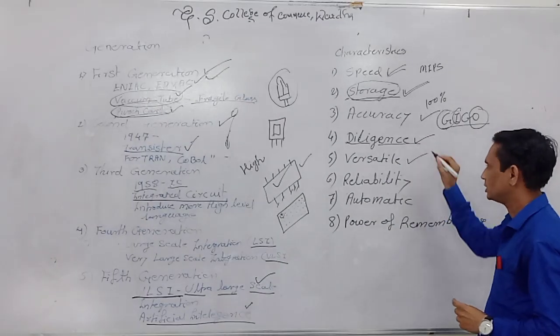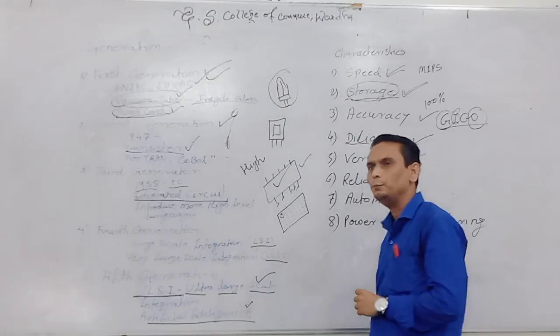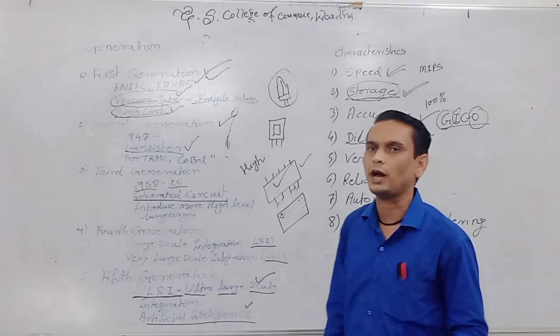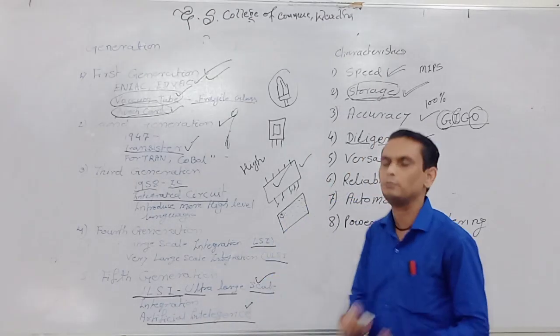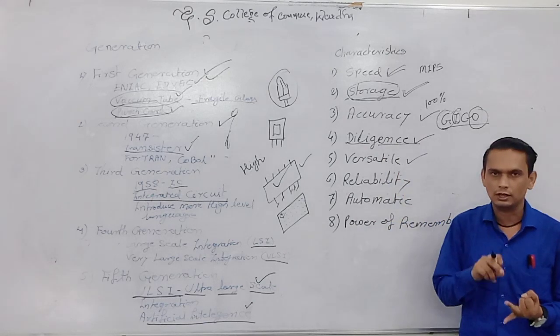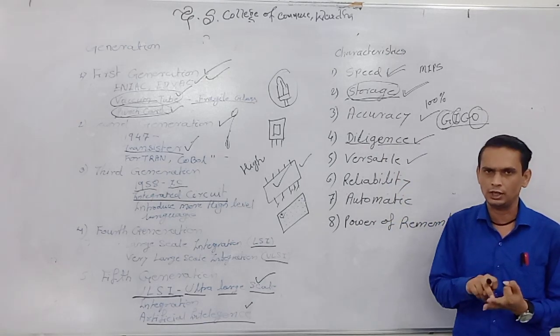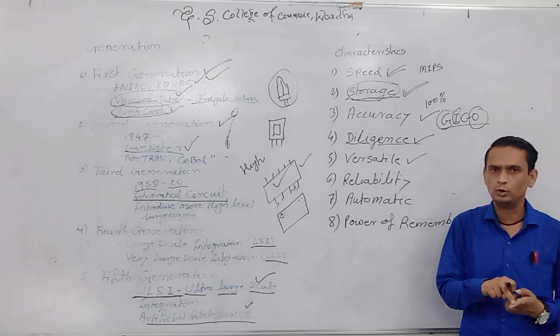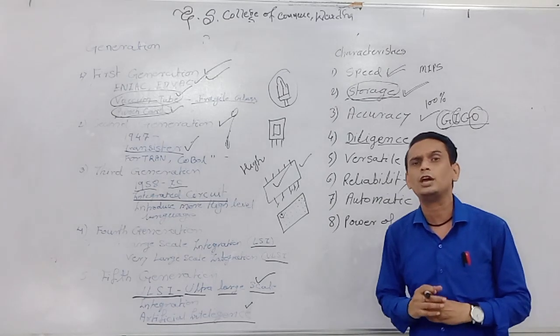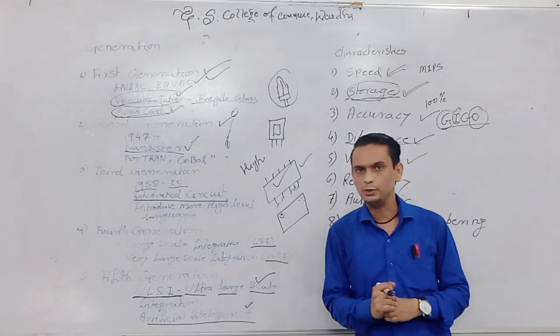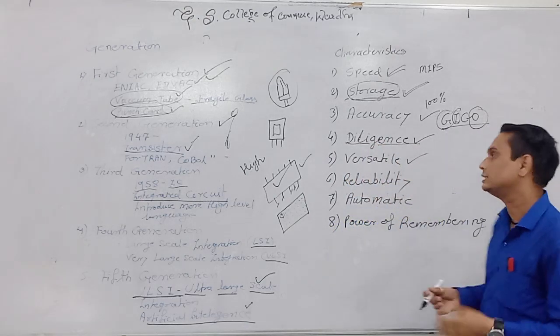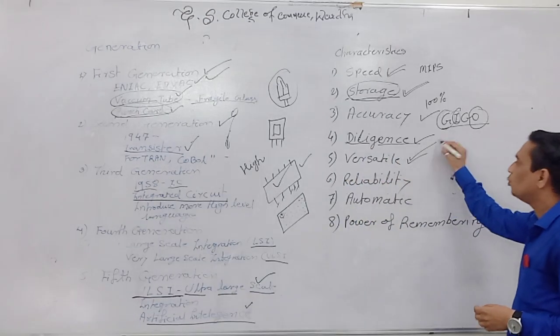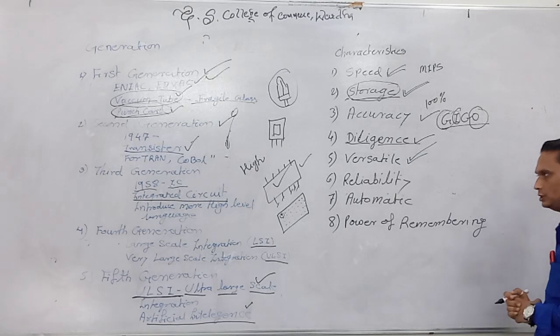Next one, versatile. Versatile means anything can be done by the computer. A computer system can manipulate, calculate, convert, assemble, and produce. Means any type of work can be done by the computer system. Therefore, we can say that computers are versatile machines.